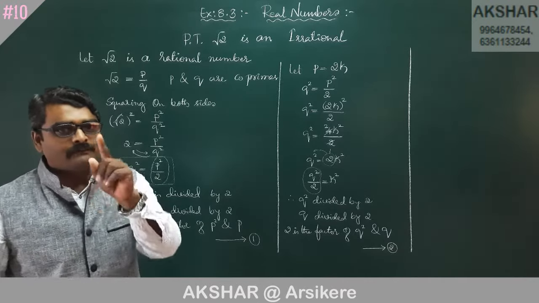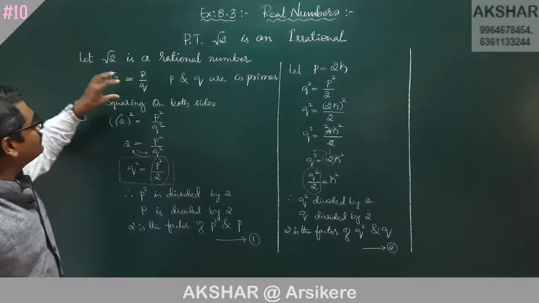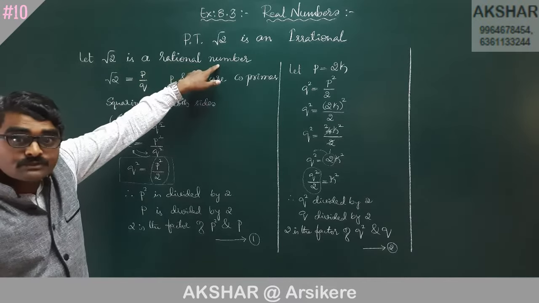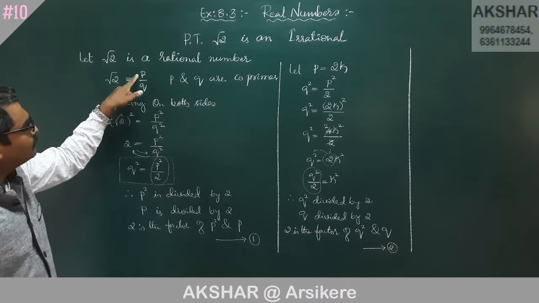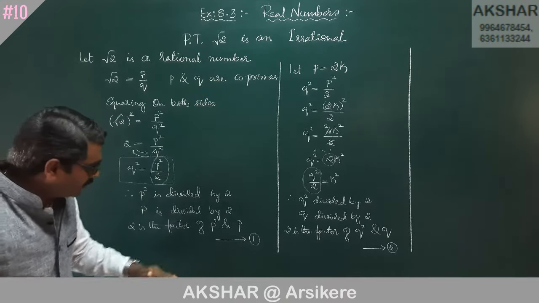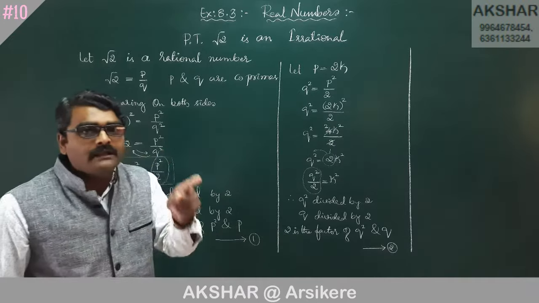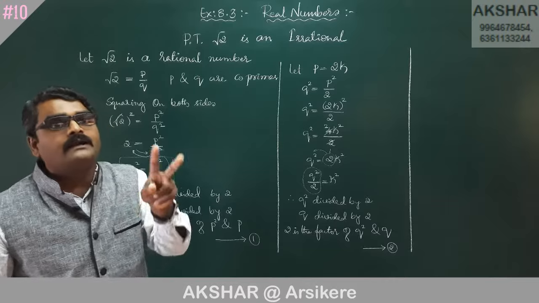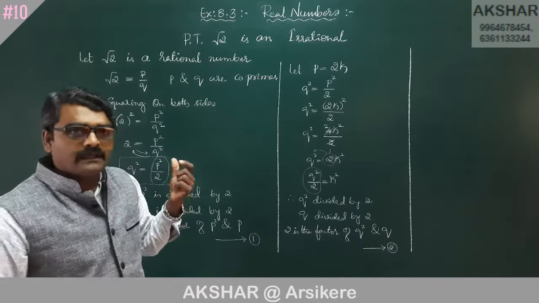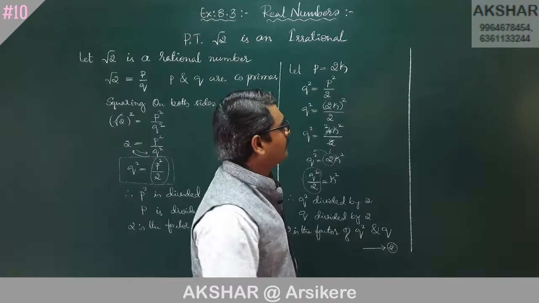This is very important, my dear children. Here observe, P and Q are co-primes. We assumed here, let root 2 is a rational number. Root 2 is equal to P by Q when P and Q are co-primes, we assumed. But according to statement 1 and 2, P and Q are having the common factor 2. If the common factor is 2, then they are not co-primes. P and Q are not co-primes.